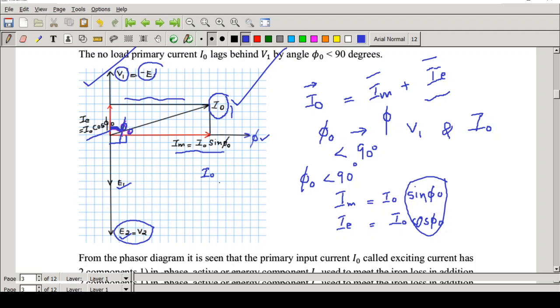Then you have to explain about the phase angle phi 0. That is, phi 0, the angle between the input voltage V1 and the input current I0, is less than 90 degrees. These many points you have to explain after drawing the vector diagram. Then only you will get full marks for that.